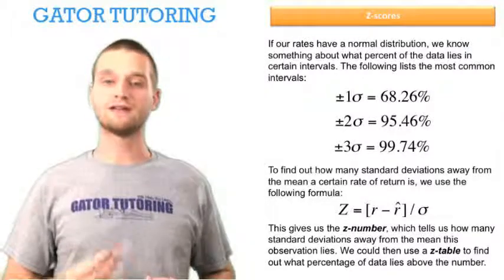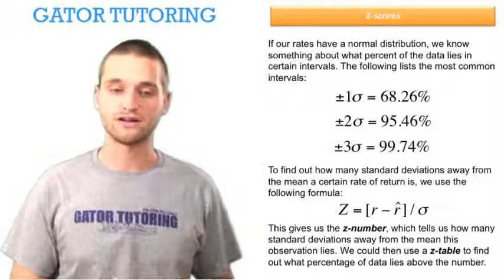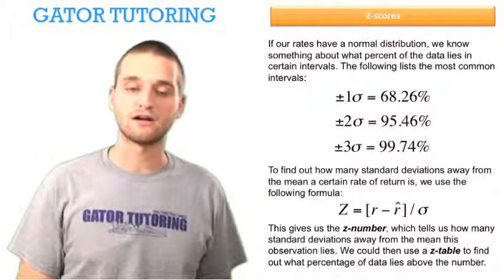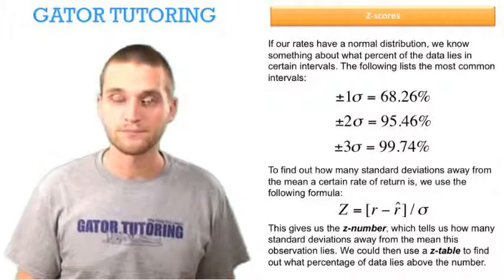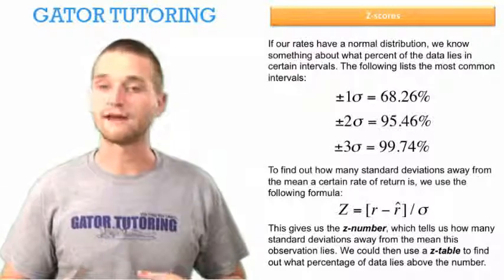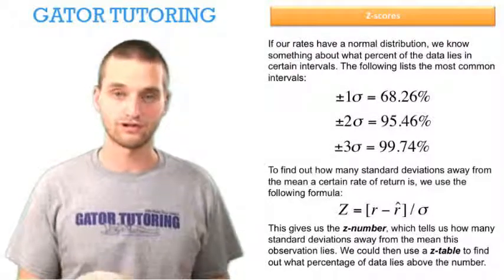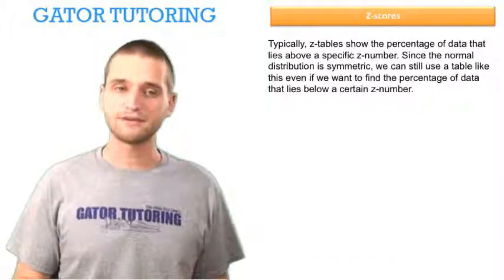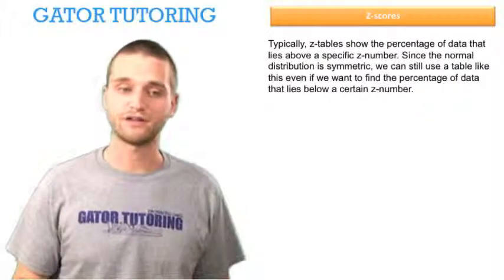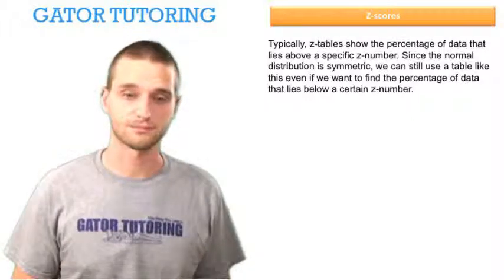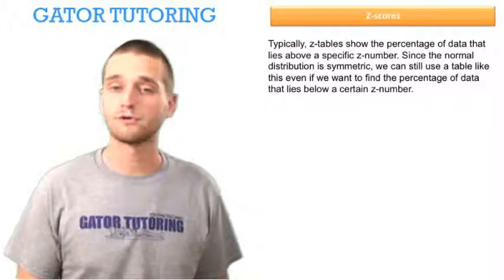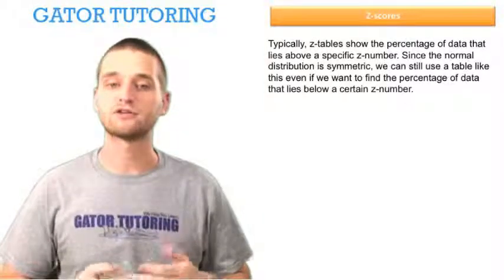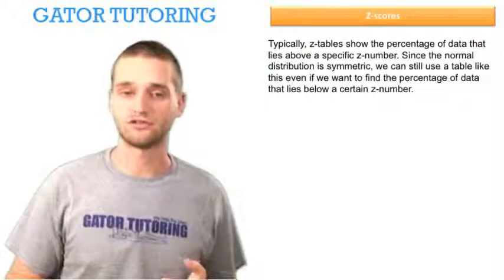We could then use a z-table to find out what percentage of data lies above the number. So if it wasn't one of these clear-cut intervals, plus or minus 1, 2, or 3 standard deviations away, we would have to go to a table to find out exactly what percentage of the data lies above that z-number. Typically, z-tables show the percentage of data that lies above a specific z-number. But since the normal distribution is symmetric, we can still use a table like this even if we want to find the percentage of data that lies below a certain z-number.